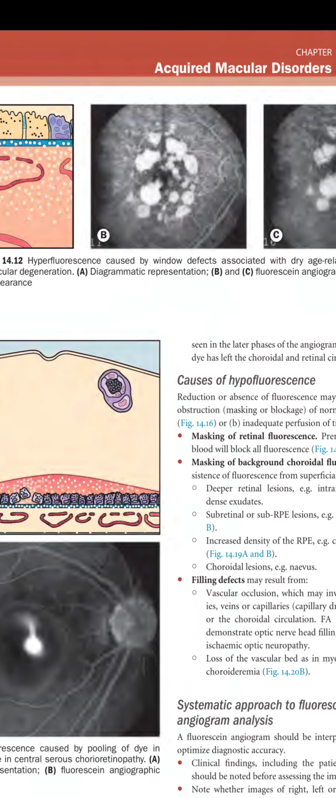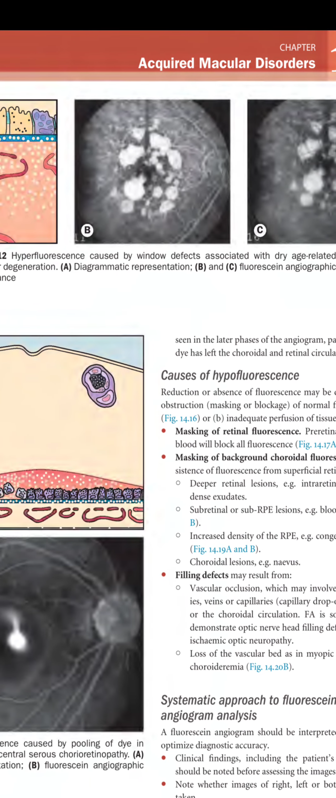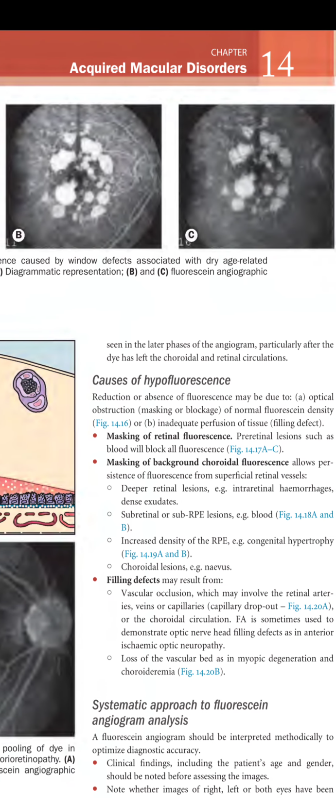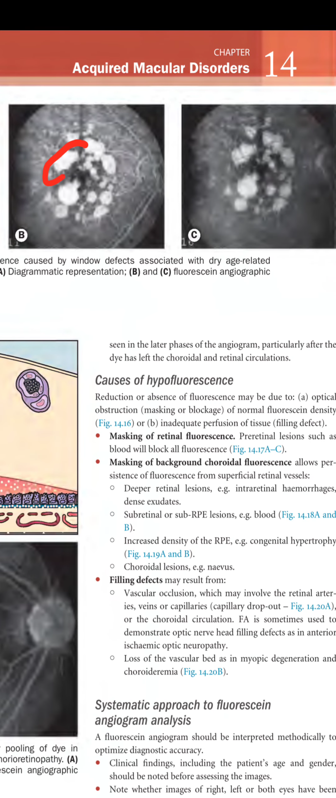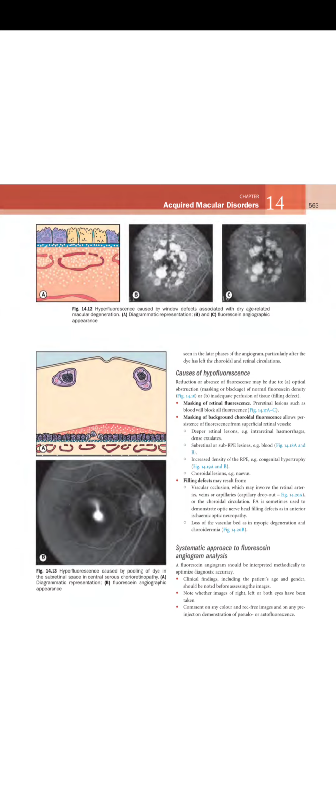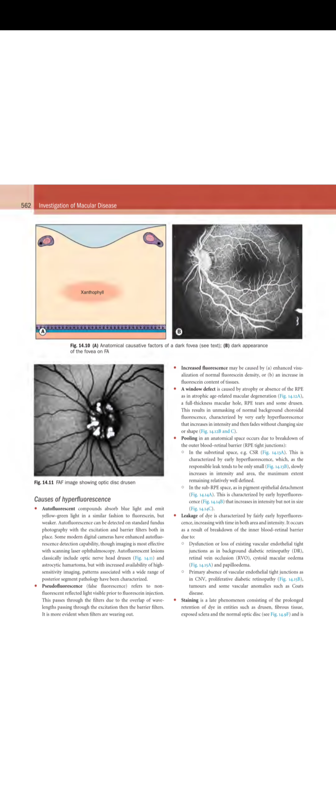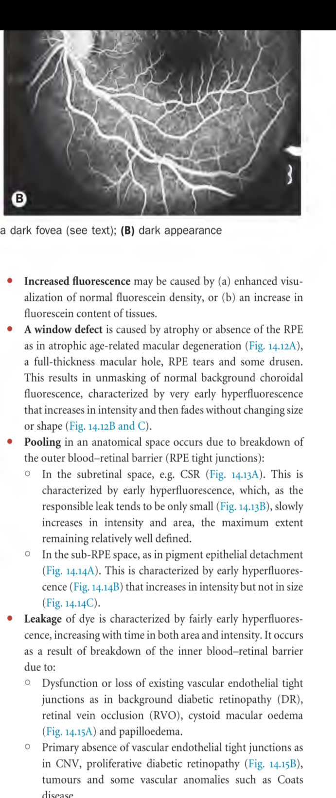So hyperfluorescence caused by window defect associated with dry age-related macular degeneration. A is showing a diagrammatic representation. B and C show the fluorescein angiographic appearance. So you can see that there is a hyperfluorescent area in a case where the RPE is being degenerated. It occurs in macular degeneration when there is a hole, or some kind of RPE tears or drusen.